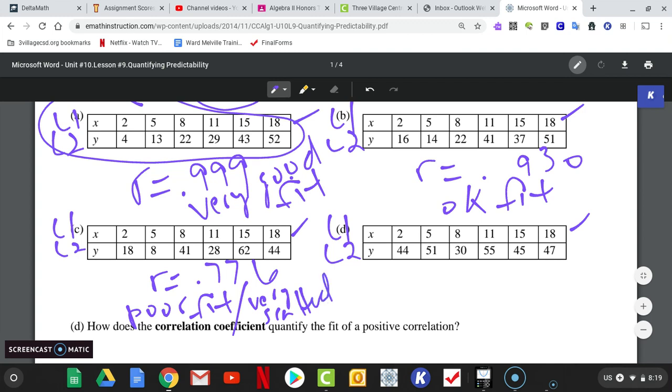If you looked at the scatter plot for letter A, it'd be more closer to a line. In letter B, it'd be close to a line. The points would be very close. In letter C, it'd be a little close, but not exactly as letter A. For letter D, they'd be scattered all over the place. If you looked at it, you get R equals 0.133, which is almost no fit at all.